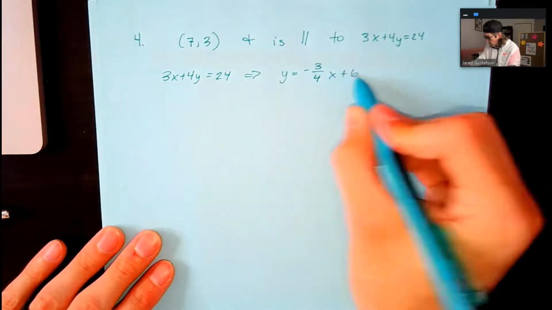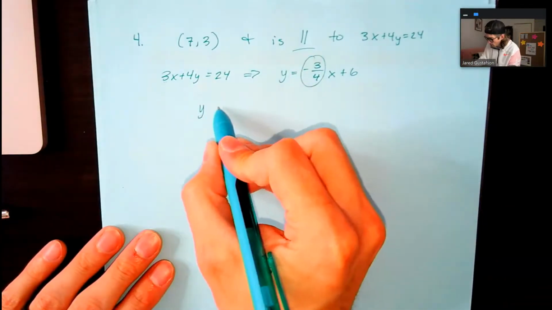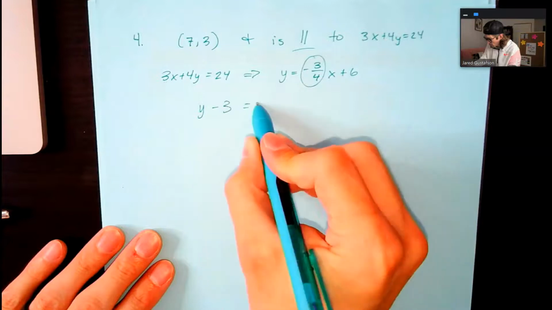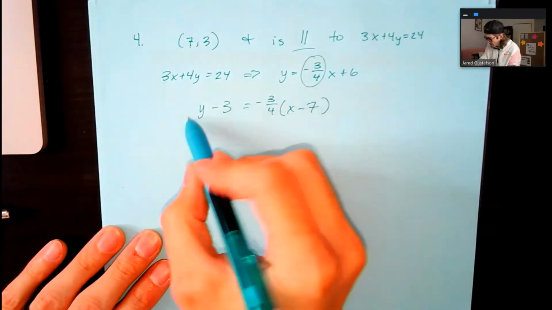y equals -3/4 x plus 6. There's our slope. Since we're parallel, it's the same. Let's write it in point slope form. Y minus 3 equals negative 3/4 times x minus our x coordinate 7.